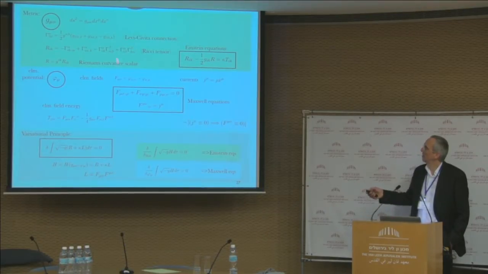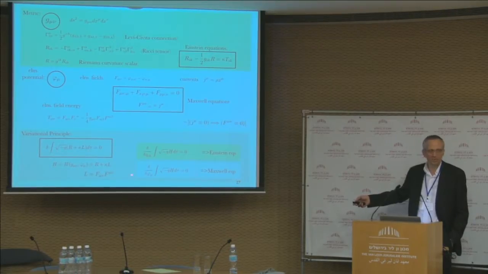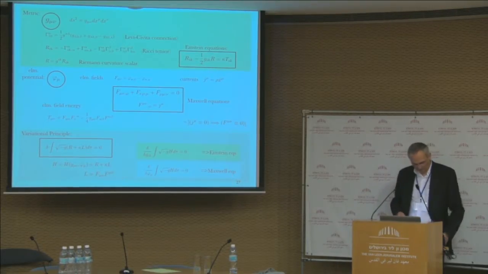So here the green one is the gravitation part with the Einstein field equations. This is the Maxwell part with the Maxwell equations, and if you do the variational principle, both these equations follow. If you vary with respect to the metric, you get the gravitation equations, and if you vary with respect to the potentials, you get the Maxwell equations.